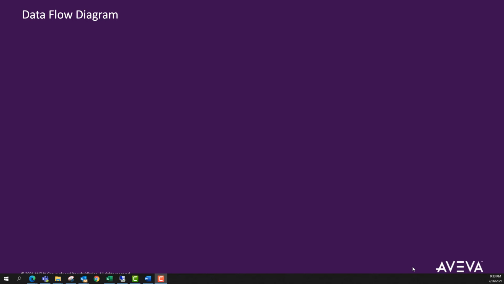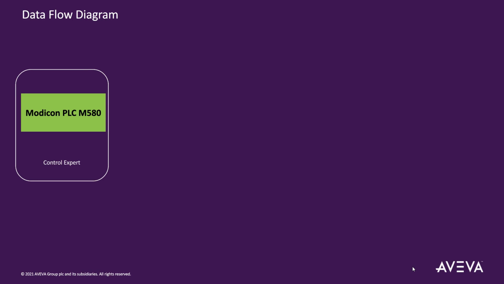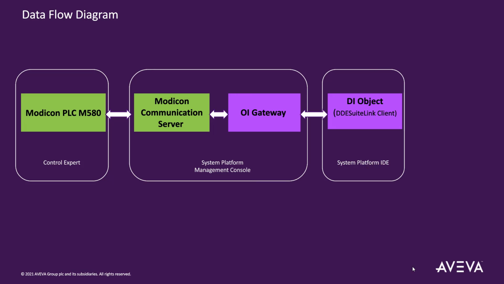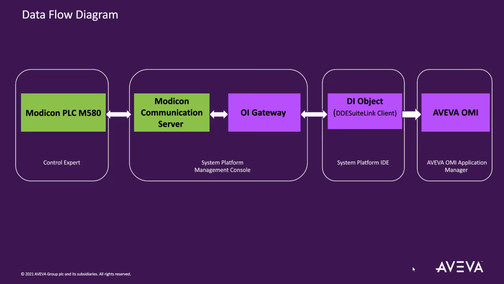Now that we have configured the PLC, the Modicon communication server, the OI gateway, and the DI object, it is time to set up AVEVA OMI to be able to view the real-time data coming from the Modicon PLC in System Platform.